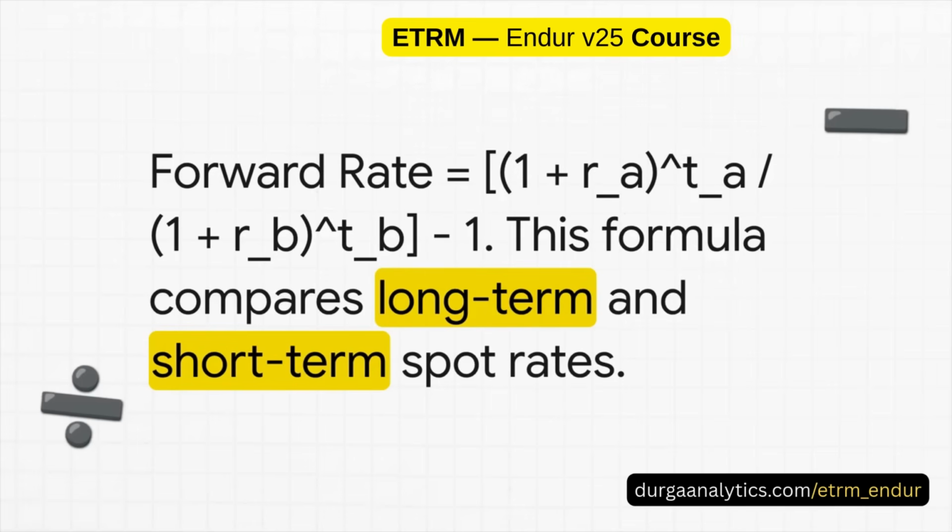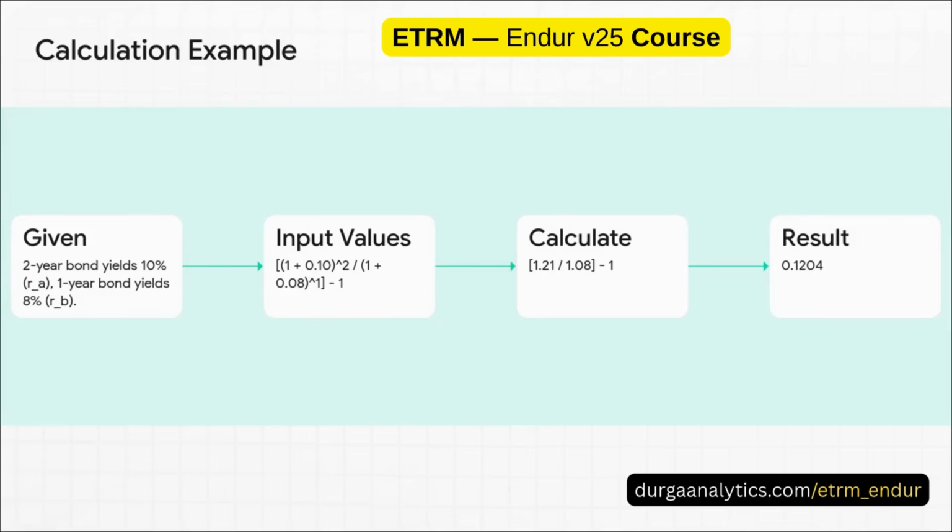All we're doing here is comparing the return you'd get on a long-term investment versus a short-term one to figure out what that implied future rate must be. That RA is just your long-term spot rate and RB is your short-term one. Let's put some numbers on this to see how it works.